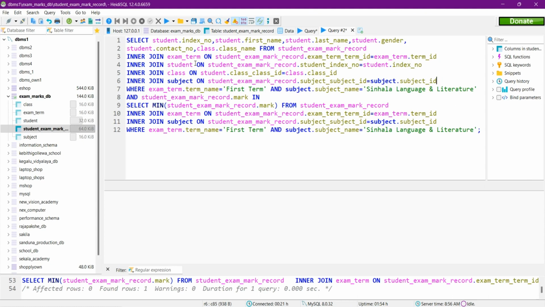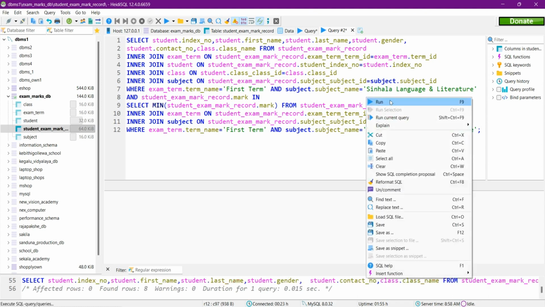So the student table is connected to the student exam mark record table, and then the subject table with the student exam mark record table. And finally, we have given two conditions saying that the term name should be first term, and the subject should be Sinhala language and literature. So I'm just going to let's execute this and see whether we get the results or not.